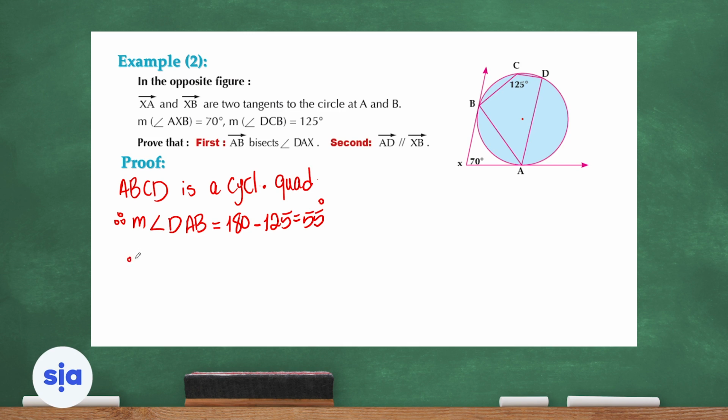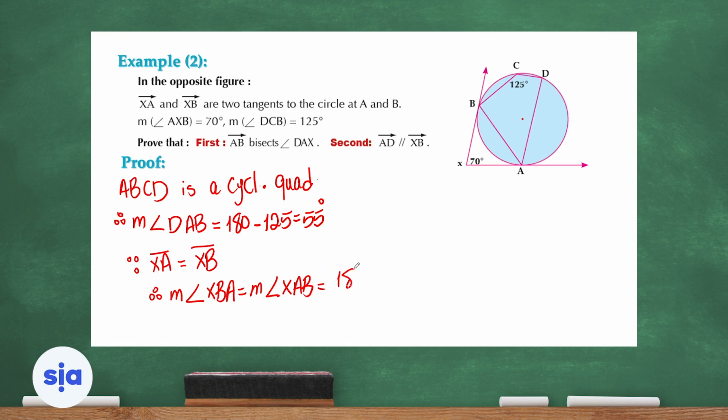Since XA is equal to XB, as two tangents meeting outside the circle at point X, then the measure of angle XBA is equal to the measure of angle XAB, which is equal to what?